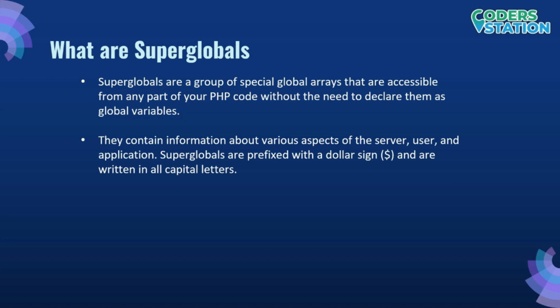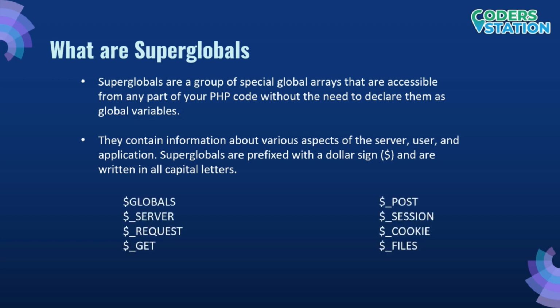Similarly, superglobals are prefixed with a $ sign and are written in all capital letters. So $_GET, $_POST are some of the examples of superglobal variables that are available. GET and POST, as we are discussing today. Session and cookies are also types of superglobals that are used to store information either on the server or on a client's PC, that we will see in the next video.